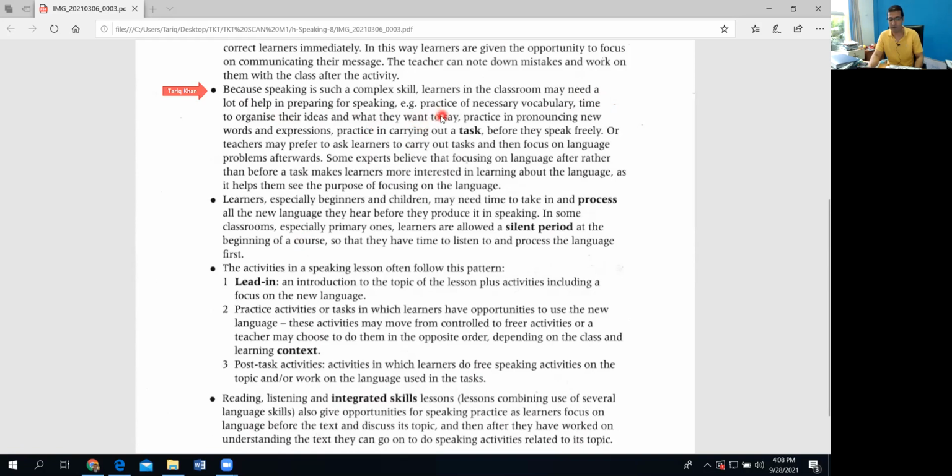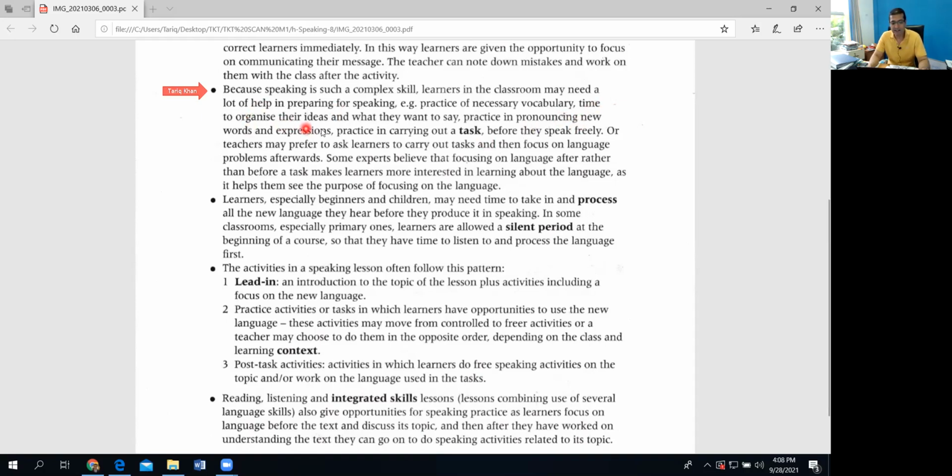For example, practice of necessary vocabulary. What kind of vocabulary is needed for going on a trip? One type of vocabulary is needed. For doing a sports activity, another vocabulary. Going to a market, a different vocabulary is needed. For different types of birthdays, there are different vocabularies needed. For everything, you need a different type of vocabulary.